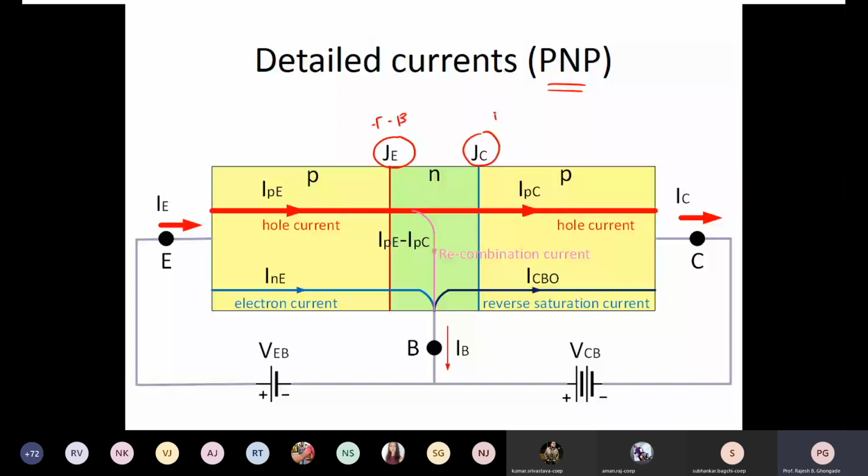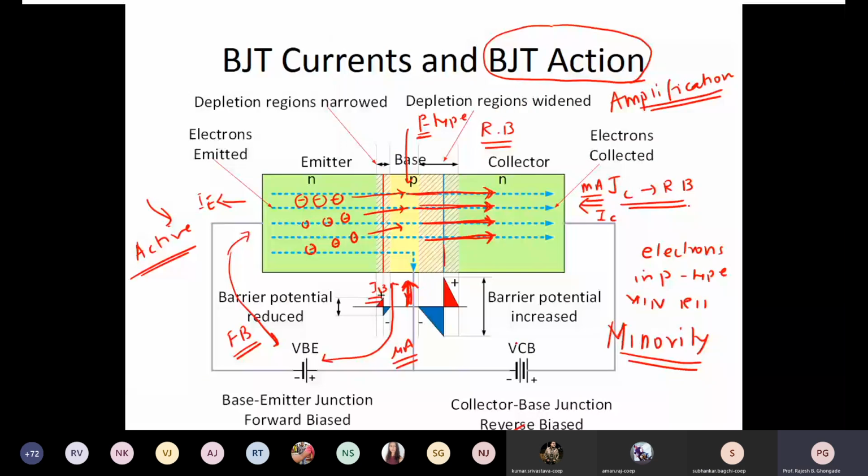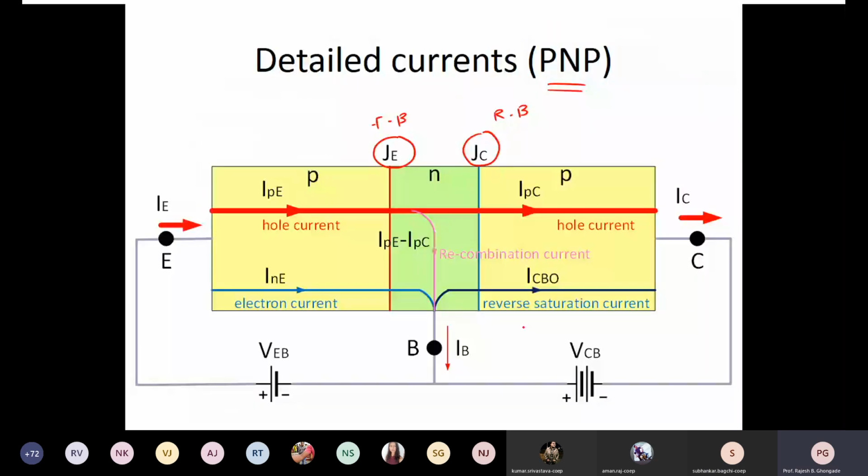Is this the same thing now? In case of this PNP now, look at the polarity. Again, P is connected to positive, N is connected to negative. So we are having a forward biasing of this junction. What about this one? Negative is connected to P, positive is connected to N. So this is reverse bias. Got it? Yes, sir. Compare this with this. The polarities are reversed. Okay?